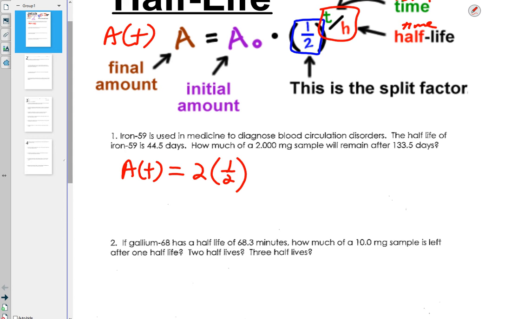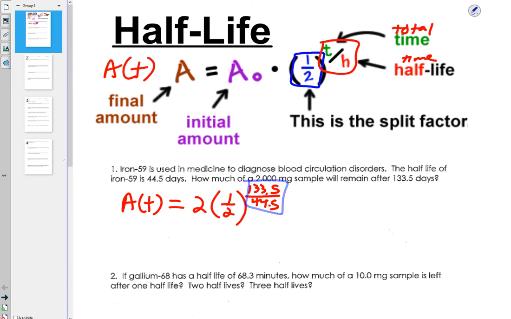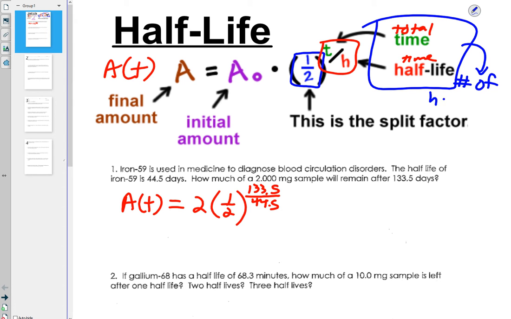what's the total time that we're measuring? 133.5, but that needs to be divided by the duration of a half-life. How long does a half-life take? By dividing it, what this is going to tell you is the number of half-lives. Maybe I should write that up here.